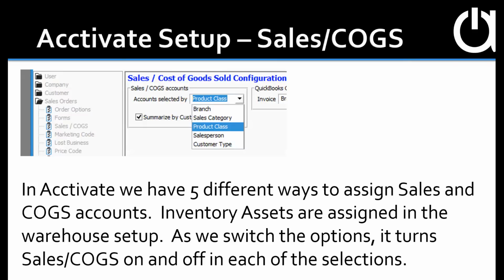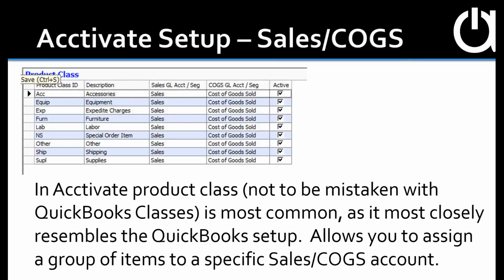So when you turn on any of these, the most common is product class, and the reason it's most common is that's what comes over from QuickBooks. That's the original setting. But it's a whole class, so I can have a bunch of items set up as an accessory, and all of those items are going to point to the same GL accounts for sales income and cost of goods sold.